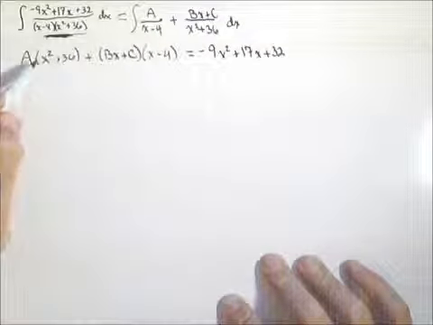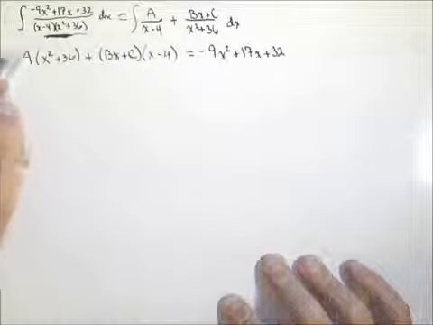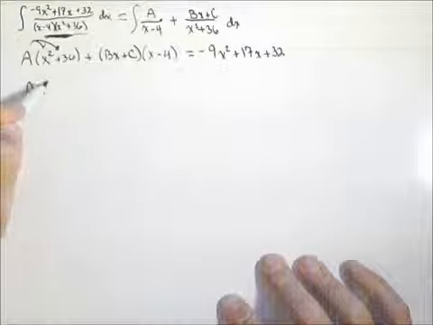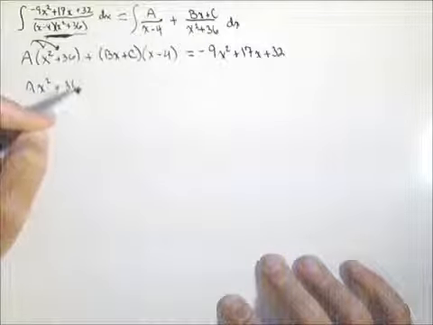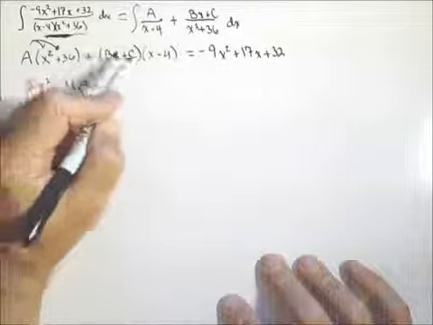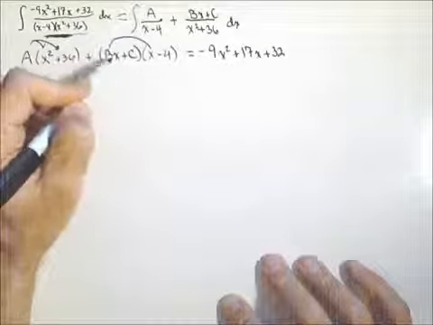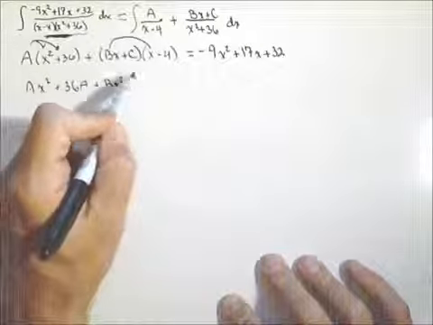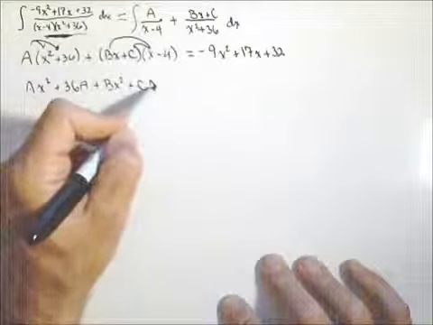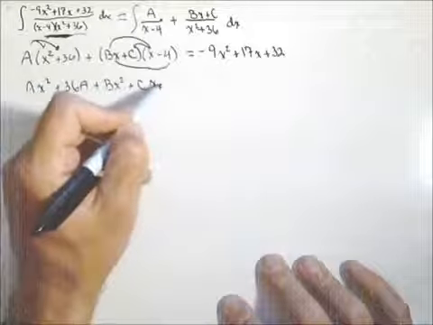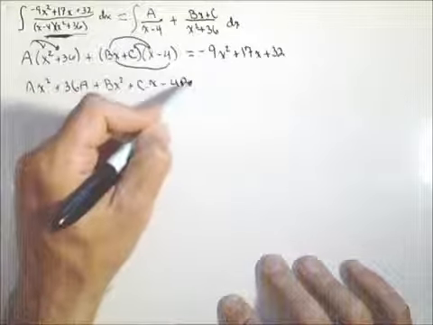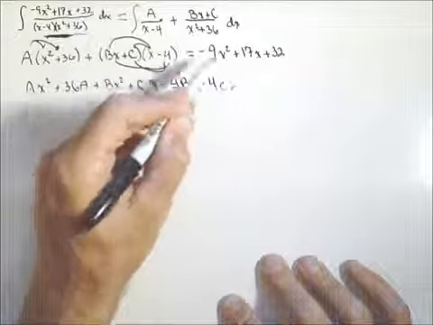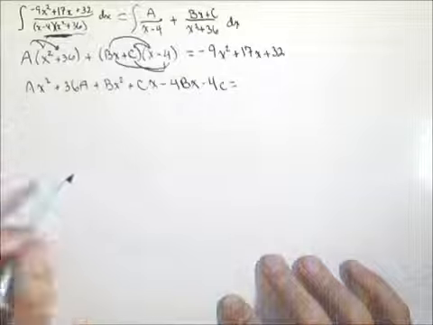Now, what we need to do is multiply this left-hand side out. So we'll distribute the A. So we get Ax squared plus 36A. And the second part we'll do is FOILing. So we get Bx squared plus Cx minus 4Bx minus 4C. Again, all equal to that left-hand side.